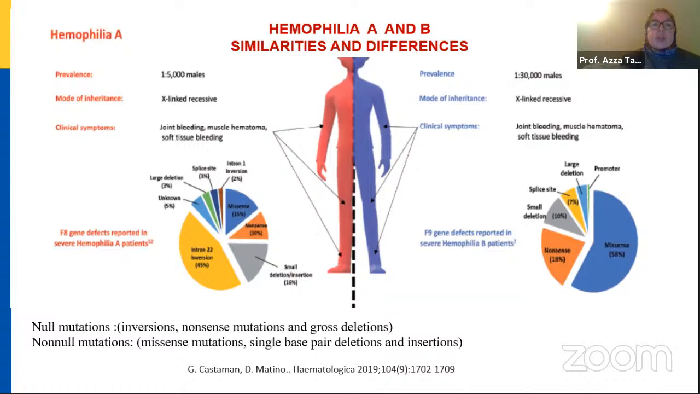I'm going to go rapidly to the genetic similarities. If you look at the factor VIII genes in hemophilia A, you will find this intron 22, and the nonsense mutations, which are considered null mutations, are more common than in hemophilia B, where the majority are missense mutations. Missense mutations are among the non-null mutations. What's the value of this?